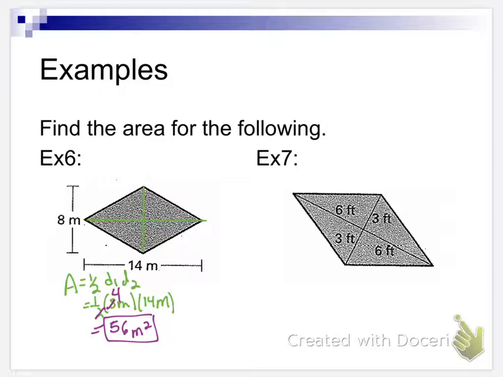Here, though, we have to do some math to do this. You still have the area equals 1/2 D1 D2. So our D1 here is 3 plus 3. So we have 1/2 of 6 feet times, and then our second diagonal is going to be 6 feet plus 6 feet, which is 12 feet. Half of 6 is 3. 3 times 12 is 36. And then again, it's area, so we have that as feet squared.